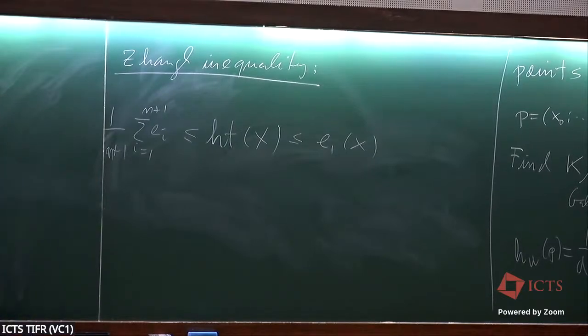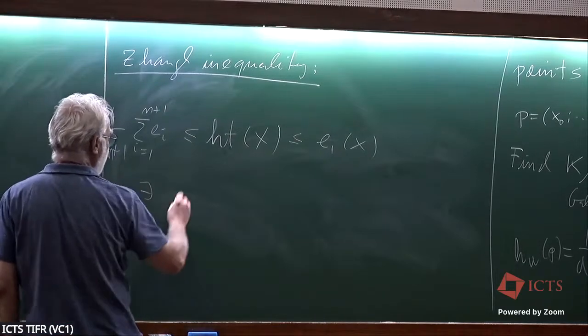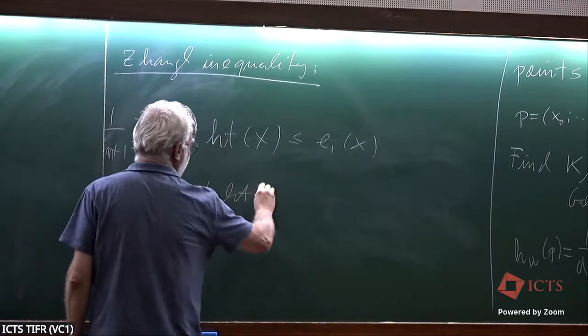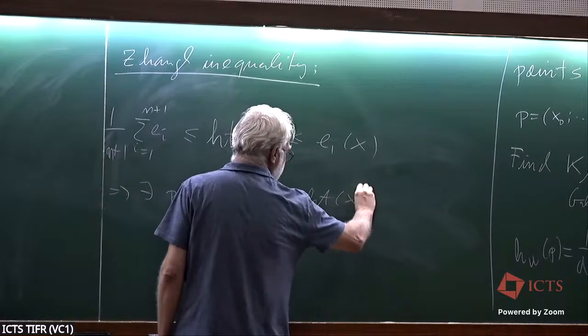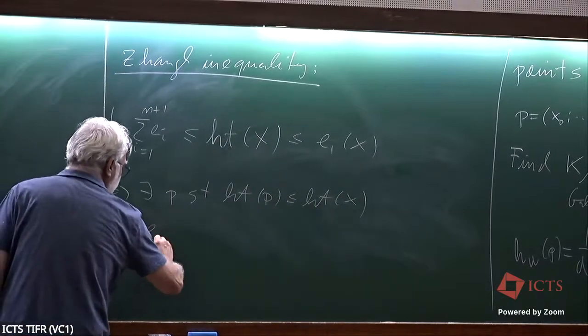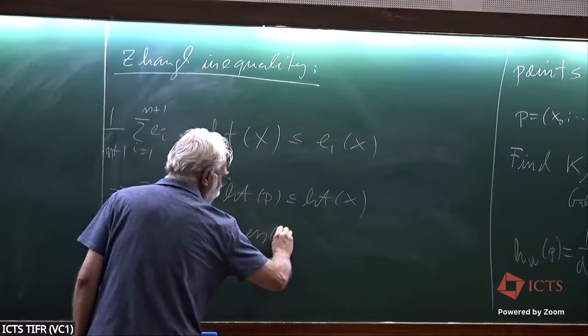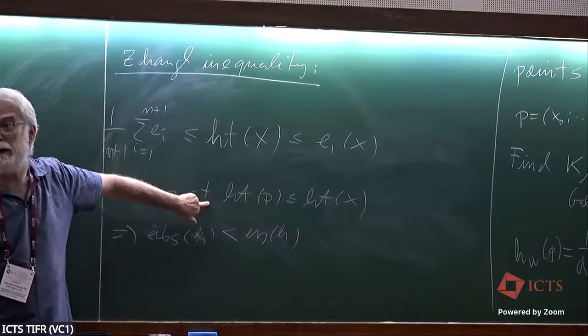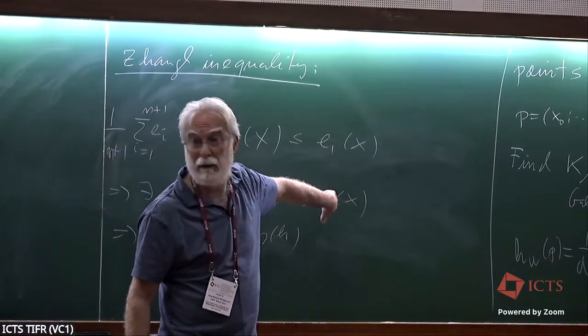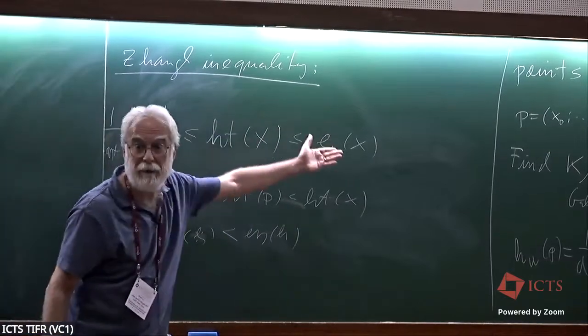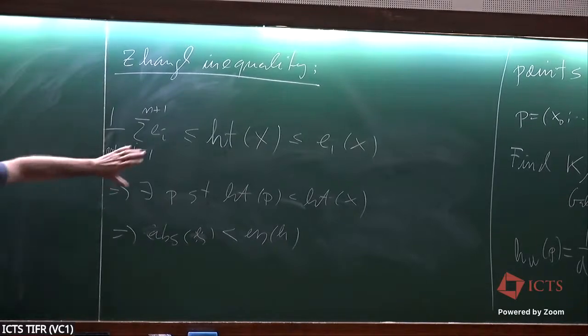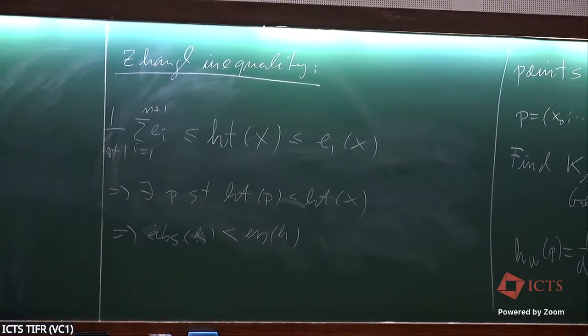But imagine that I can find, so this implies that if there exists a point P such that the height of P is smaller or equal than the height of X, then automatically e_1, the absolute minimum of X or H, is strictly smaller than the essential minimum of H. So the moment that you can find a special point whose height is smaller than the height of the variety, then automatically I cannot have this sandwich to be an equality everywhere, because this term will be smaller than this term here, and then automatically I will get that the absolute minimum has to be strictly smaller than the essential minimum.